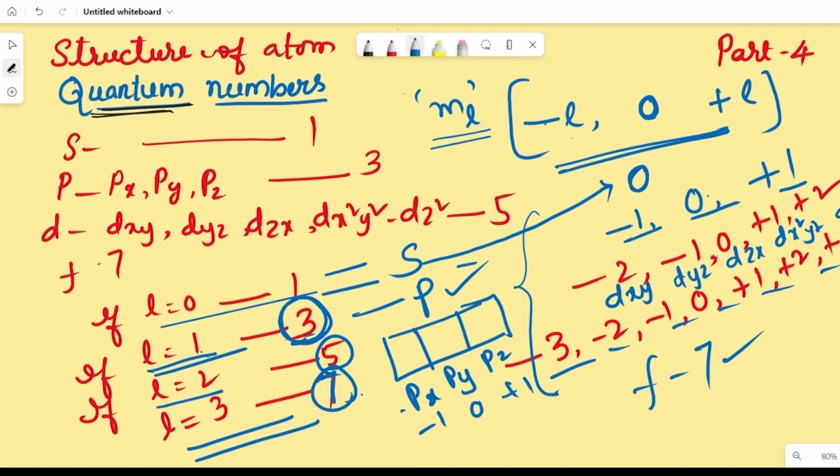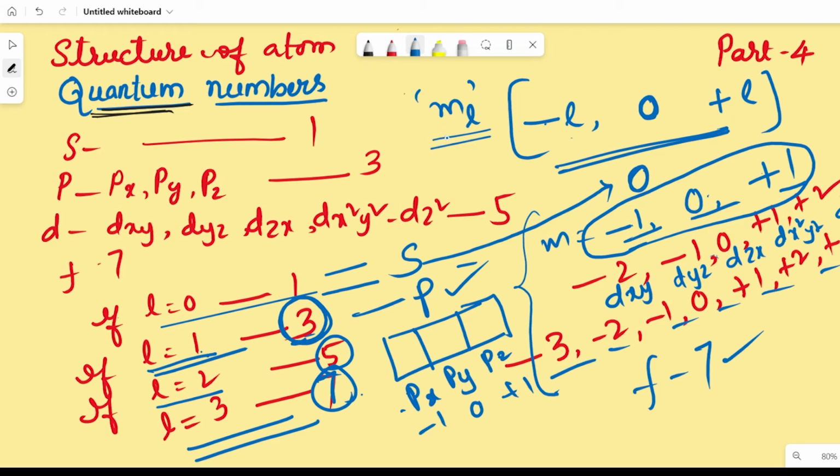Is it clear? So m having 3 values means these values indicate the orientation of the p orbital: px, py, pz. These 3 orbitals are oriented in a magnetic field. I think this data is more than enough for the magnetic quantum number, and just trust me, friends, this is very useful for your competitive exams. So just keep writing all the notes, okay?